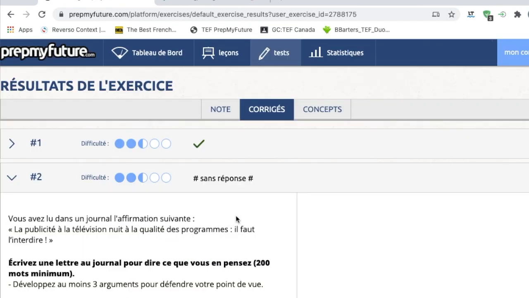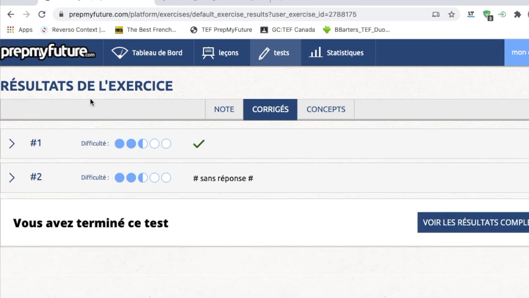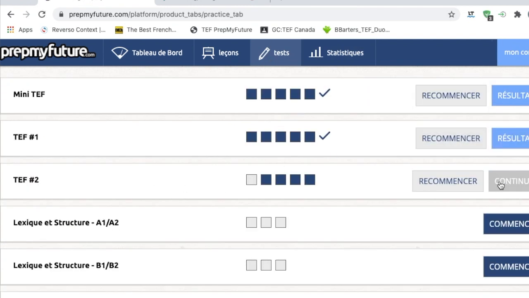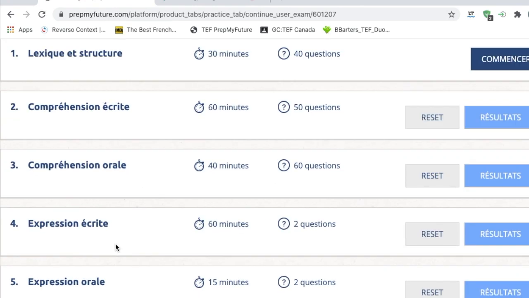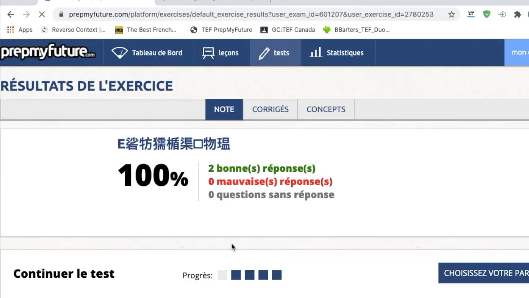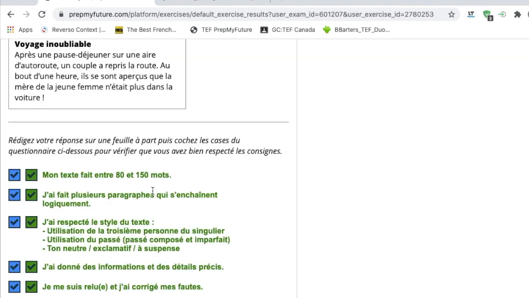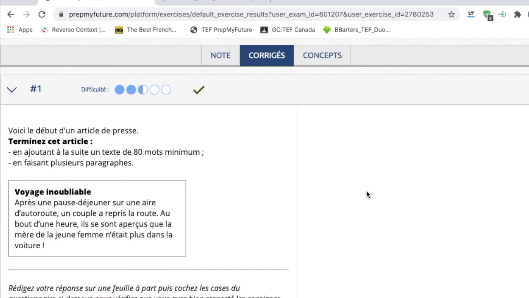Okay, and what about this website, in this mock exam? Oh, by the way, they don't correct your letters. For the mock test, for example, the second mock test, expression écrite, they give you a model answer, something like that. But they don't correct your work. But if you stick around with me, you'll have a teacher to correct your responses.